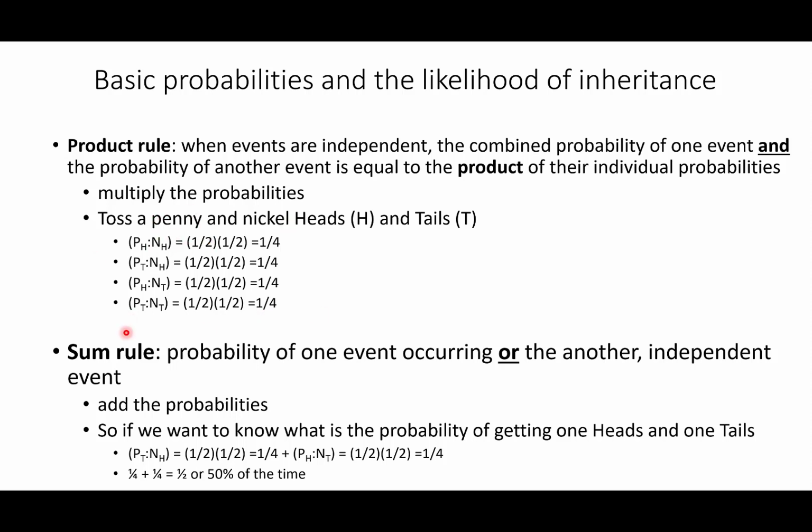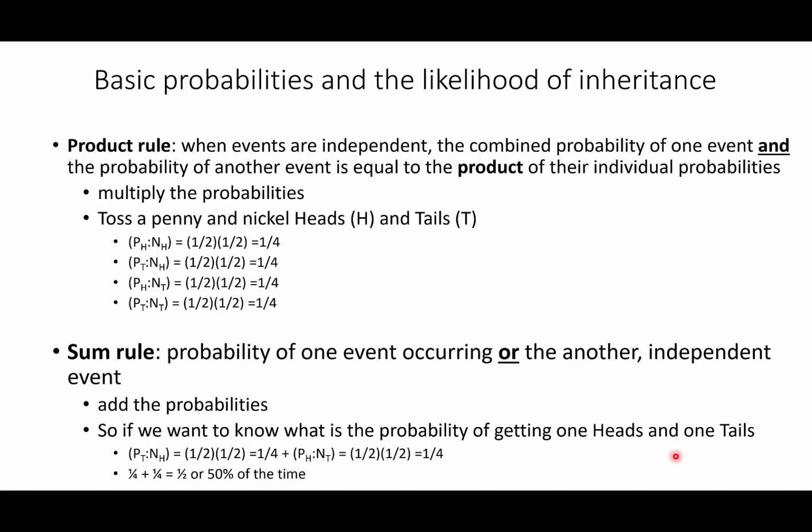Now the sum rule is saying what's the probability of one event occurring or another event occurring that are independent of each other. In this case, we're going to add the probabilities. So let's say we wanted to ask this question. What is the probability of getting one heads and one tails?